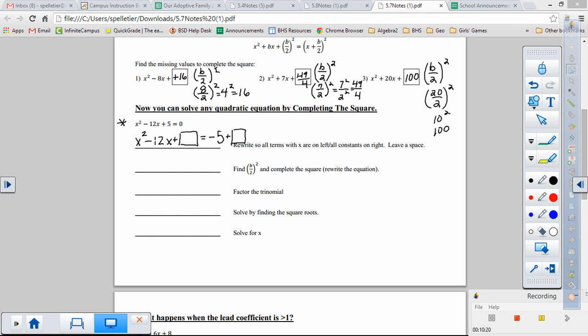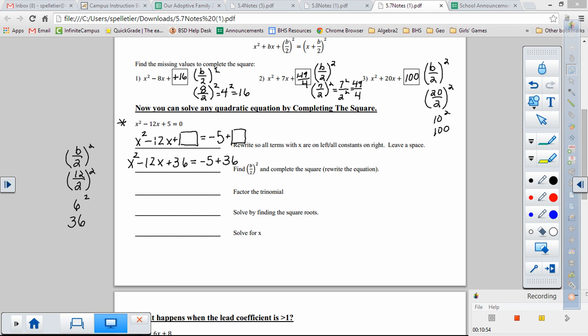Okay, so now I'm going to do half of b squared to find out what I would put in my equation. So half of b squared. b is 12 divided by 2 squared. So 12 divided by 2 is 6, and 6 squared, 6 times 6 is 36. So now I have x squared minus 12x plus 36. Now I have that's a perfect square trinomial, equals negative 5 plus 36.